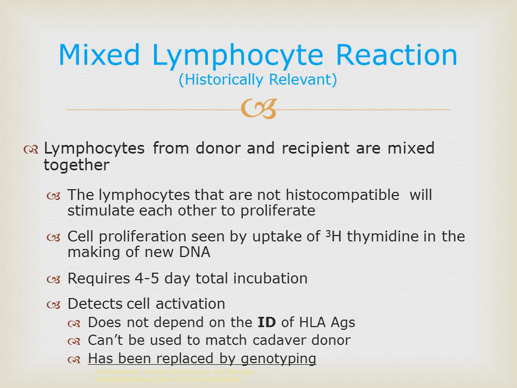A definite drawback of this test methodology is it requires several days of incubation. On the other hand, it does detect cell activation. What it's doing is not identifying HLA antigens on either donor or recipient. It's rather just throwing them together and see if they get along. And if they get along, that indicates that they are relatively closely matched. If they don't get along and they start proliferating, they're not a particularly good match, and therefore the transplantation is probably not going to be a go.